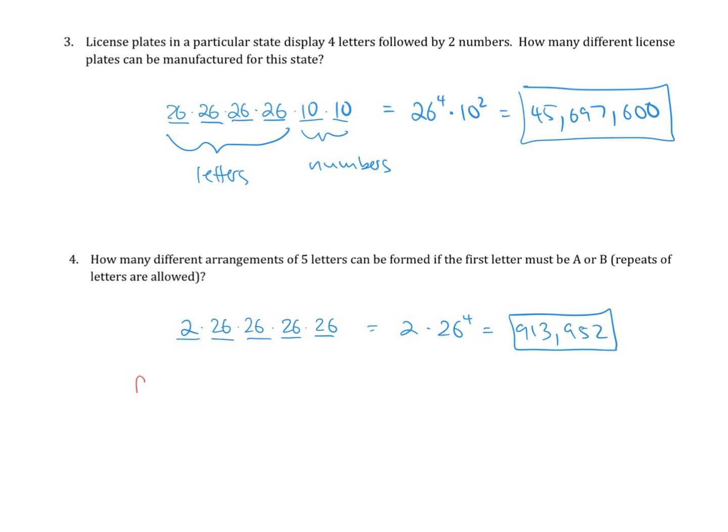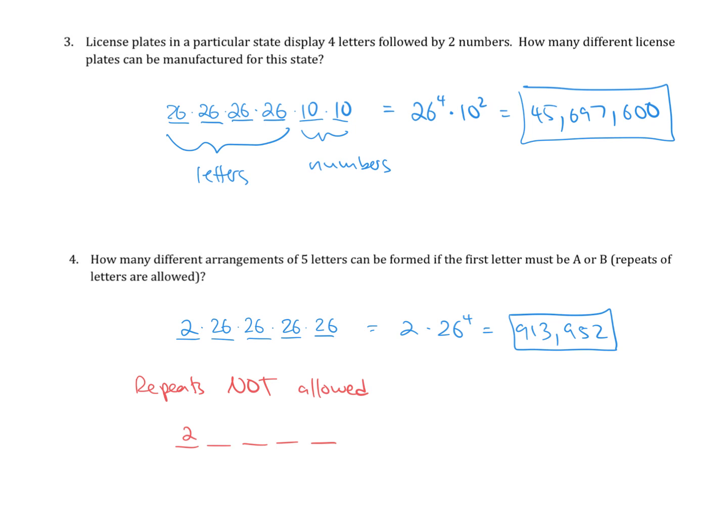Now, what if we had the same problem but repeats are not allowed? Let's do that just for fun. Repeats not allowed. So we would still have 5 different letters. The first letter can still be A or B, which is still 2 possibilities. But if we're not allowed to repeat whichever letter is chosen first, then that one letter, whichever one it is, either A or B, we don't know which, that one letter that is chosen first cannot be chosen again.